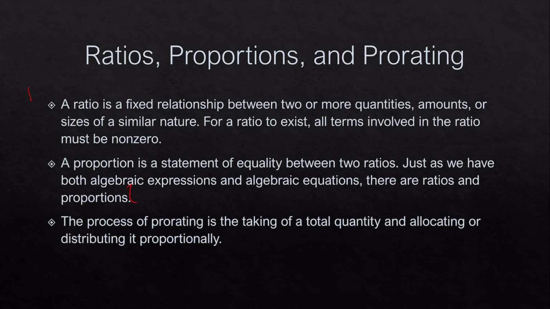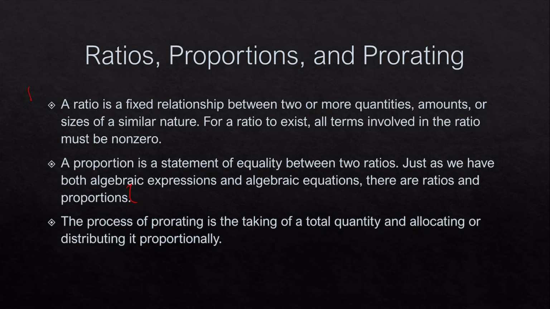A ratio is a fixed relationship between two or more quantities, amounts or sizes of a similar nature. For a ratio to exist, all terms involved in the ratio must be non-zero. So zero is not possible to calculate. If zero is in a numerator, the result is zero, but if it is in a denominator, then it's going to be infinite. So in this way we are not going to get any value. For that reason we say that ratios with a zero are not possible to calculate.